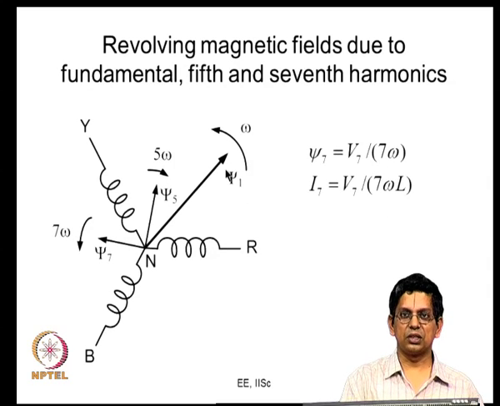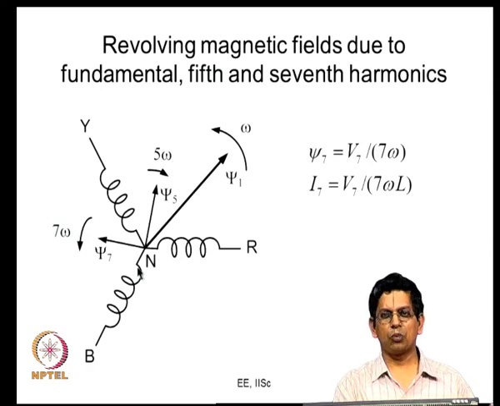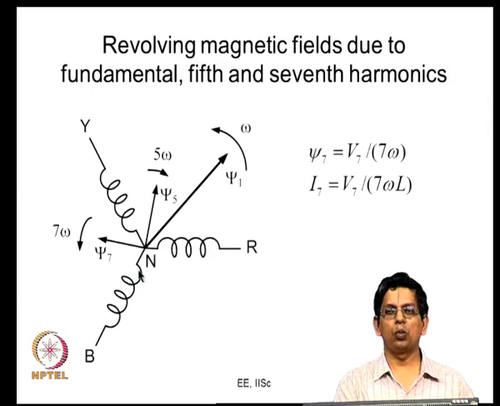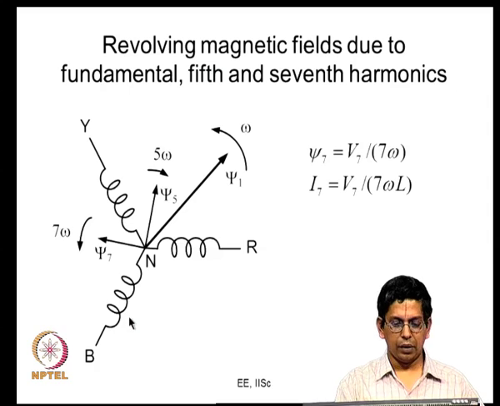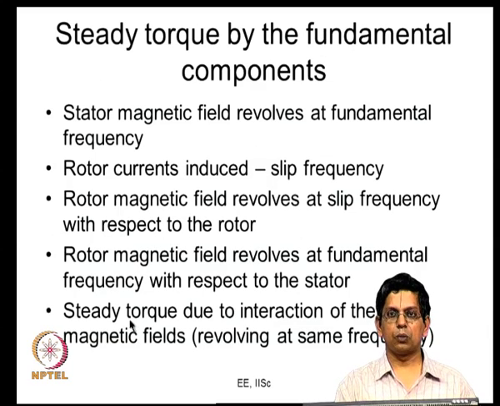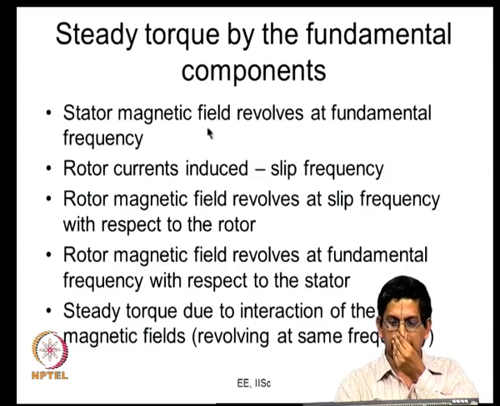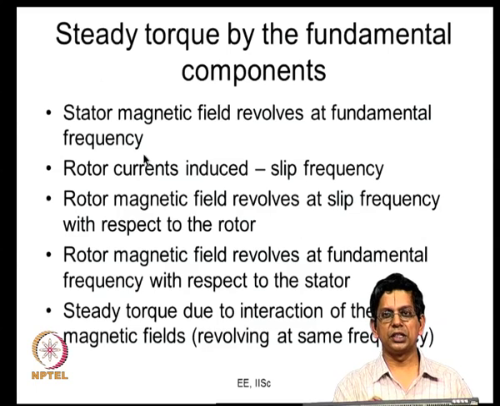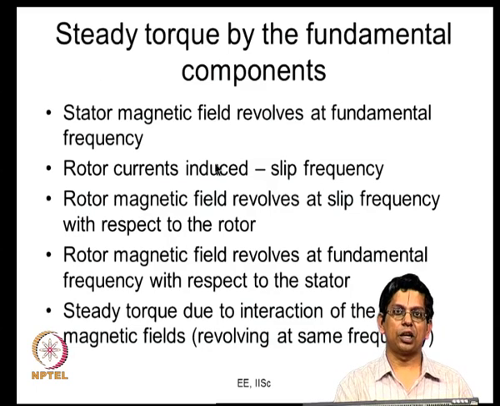You can see this here, this is all illustrated. This is the flux vector produced by the fundamental, this is the fifth harmonic, this is the seventh harmonic. Similarly, every other harmonic component, 11, 13, 17, 19, would all produce magnetic fields, which we are not showing here. So, let us move on to the next part. What happens because of that? The stator magnetic field revolves at fundamental frequency; we are trying to look at the fundamental component alone, or simply the sinusoidal operation.